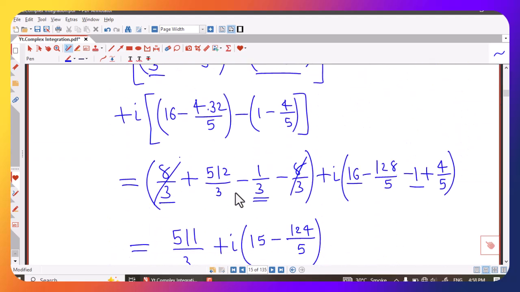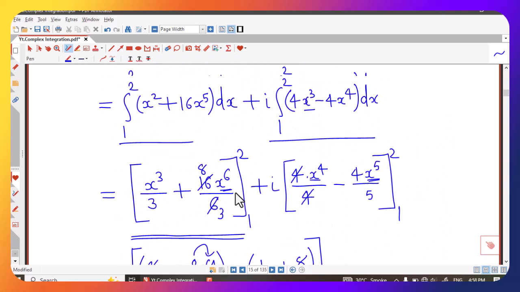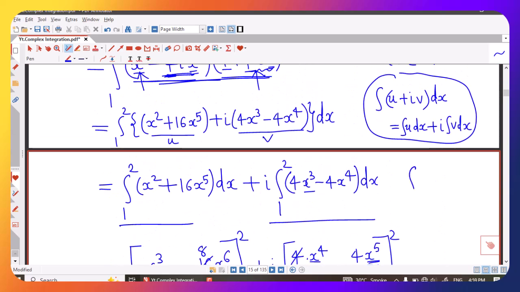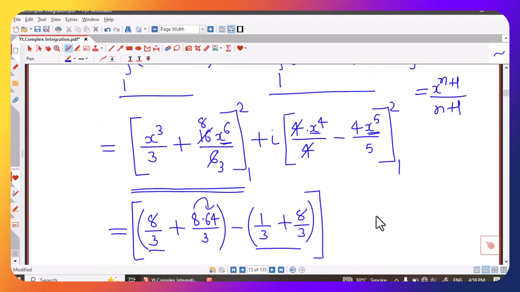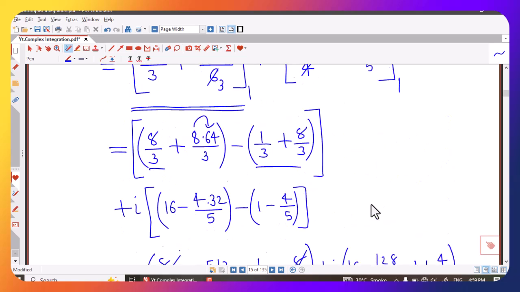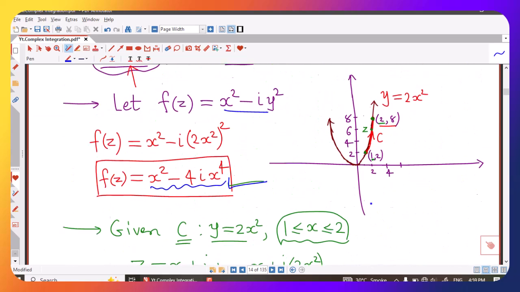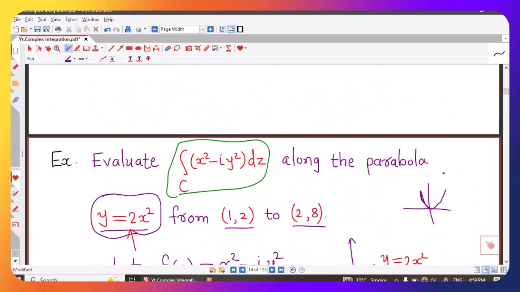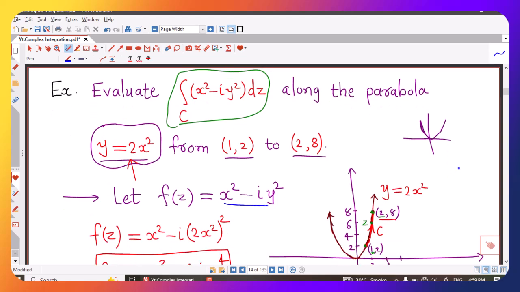We are using the concept of evaluation of real integrals. We are just using this formula that integral of x raised to n is x raised to n plus 1 divided by n plus 1. But we have to be careful while doing all these calculations. So this is a very nice example. They can ask you this type of problems in the examination.